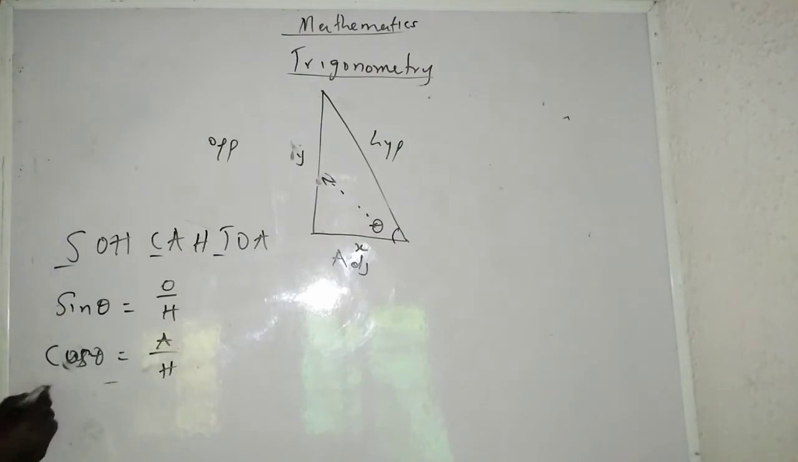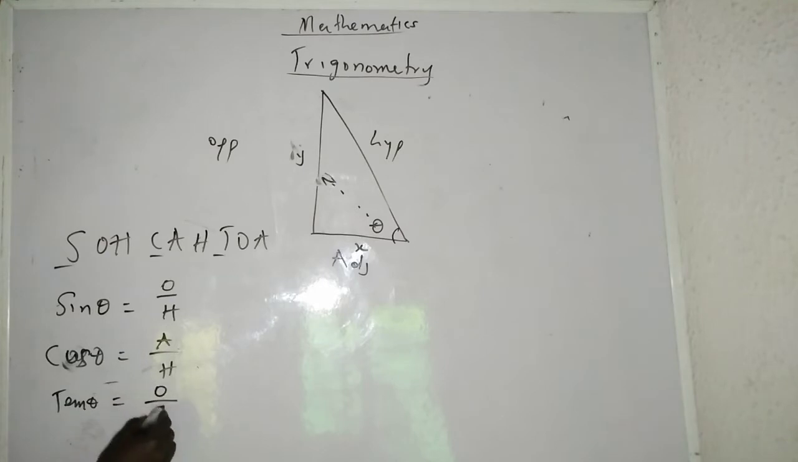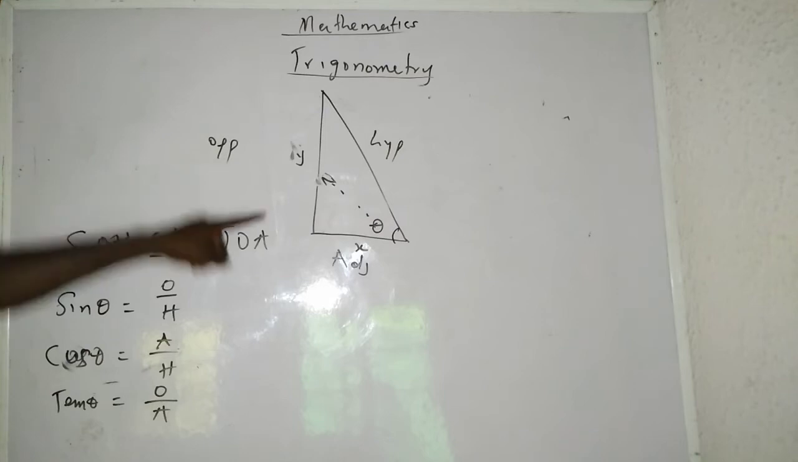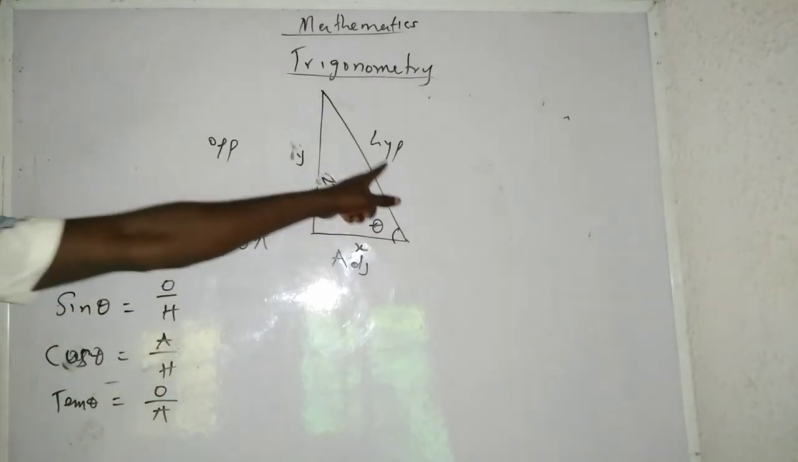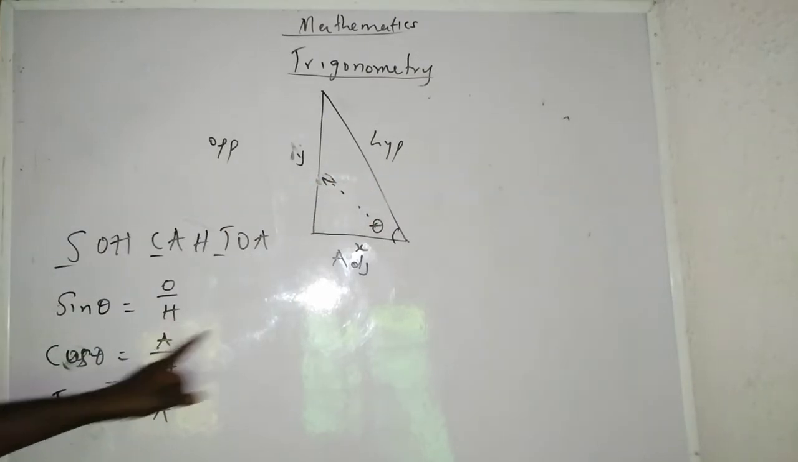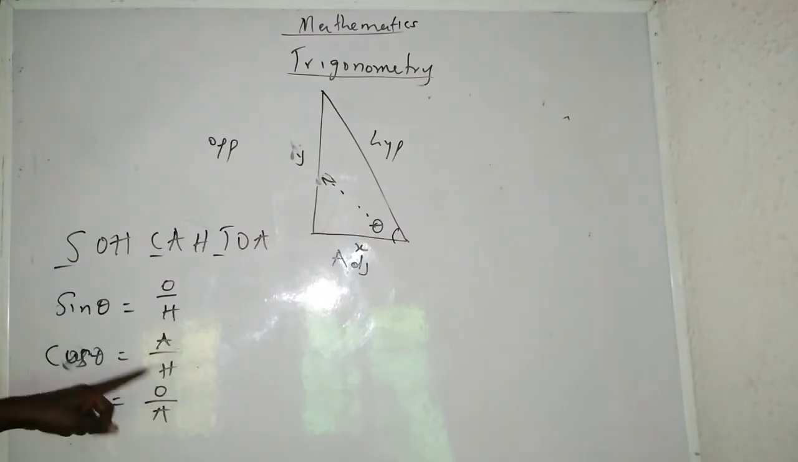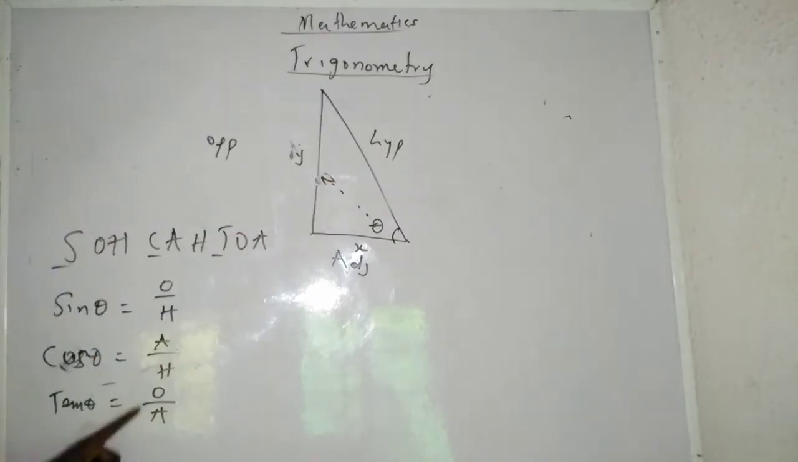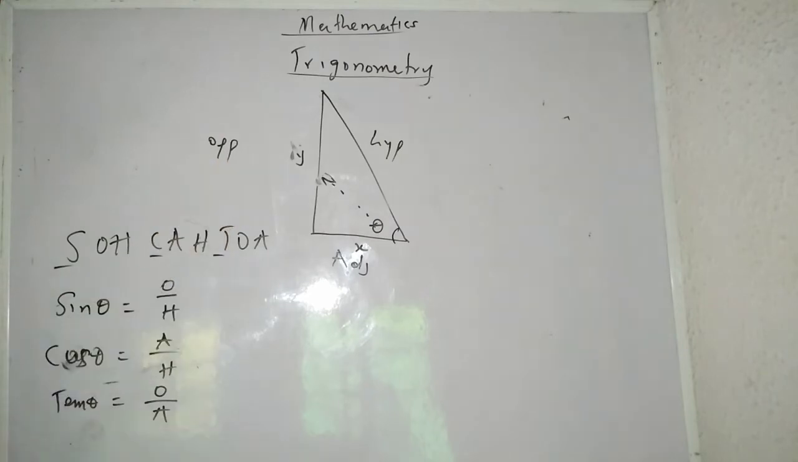And the last one is tan. It's always equal to O all over A. Now, O is standing for opposite, A is standing for adjacent, while H is standing for hypotenuse. That is all about trigonometry ratio. Now, both of them have reciprocals.